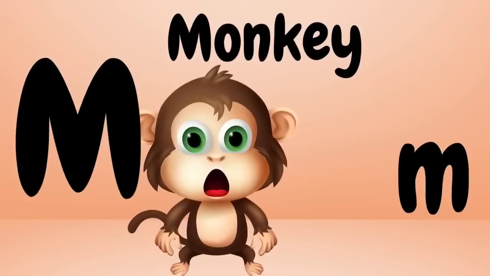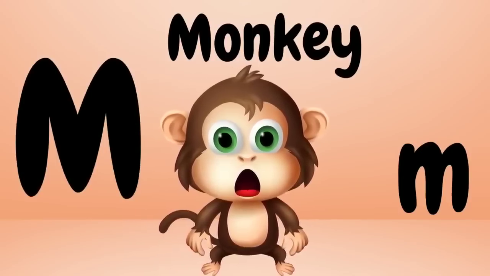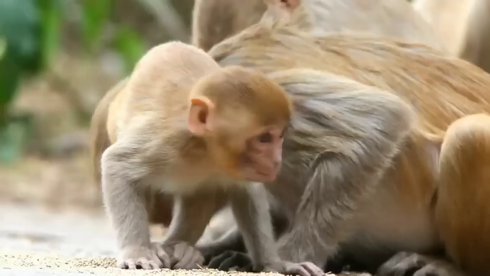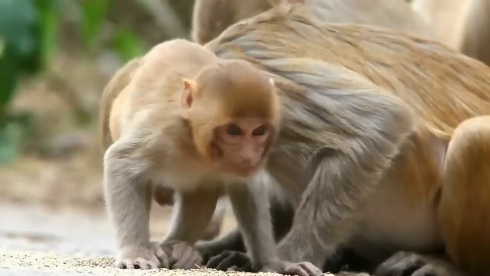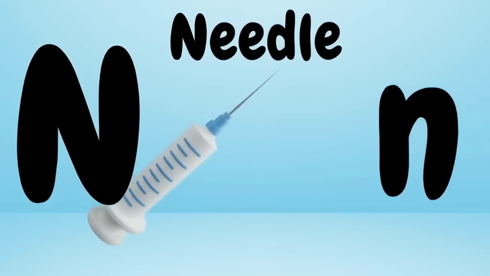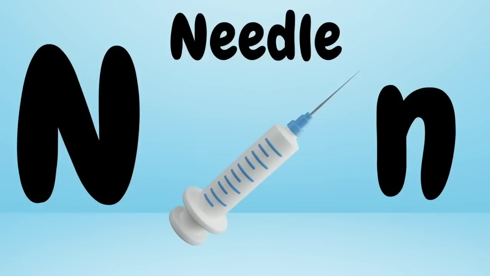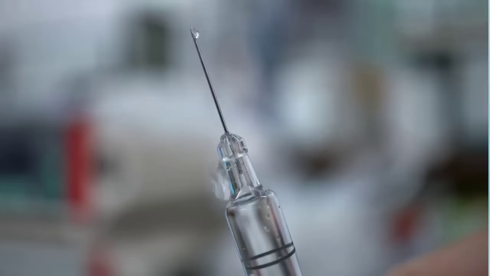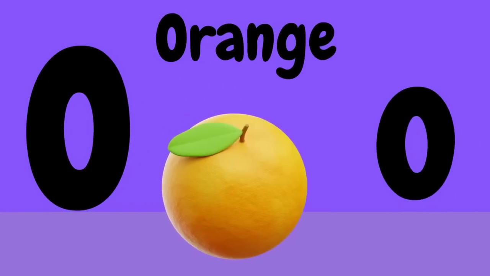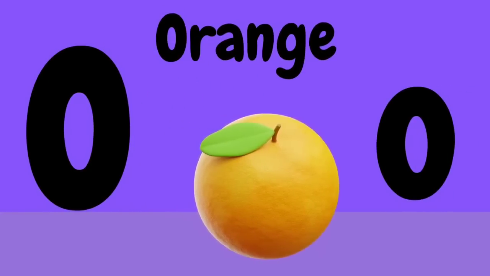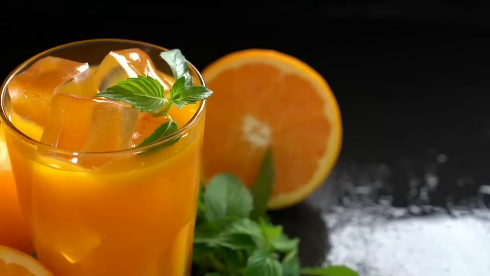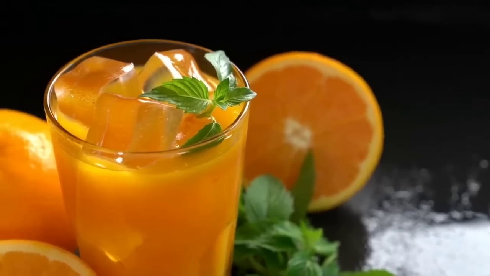M is for monkey, monkey, monkey. This is a monkey. N is for needle, needle, needle. This is a needle. O is for orange, orange, orange. This is an orange.